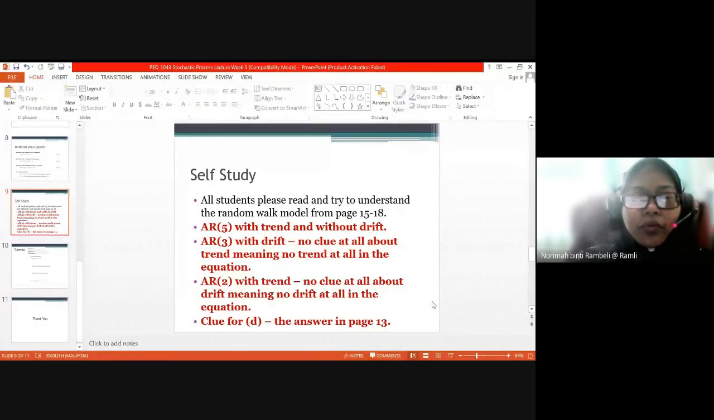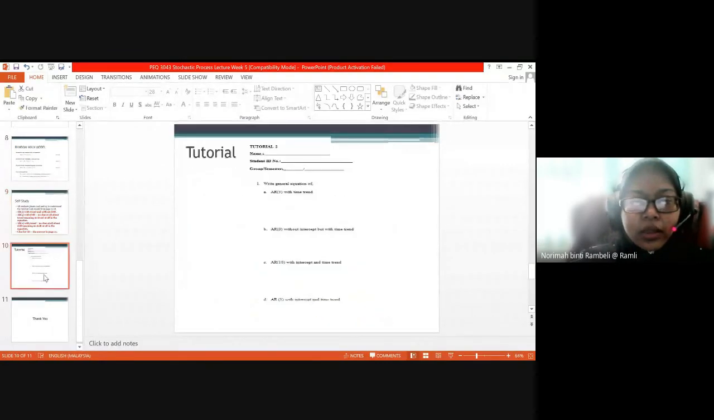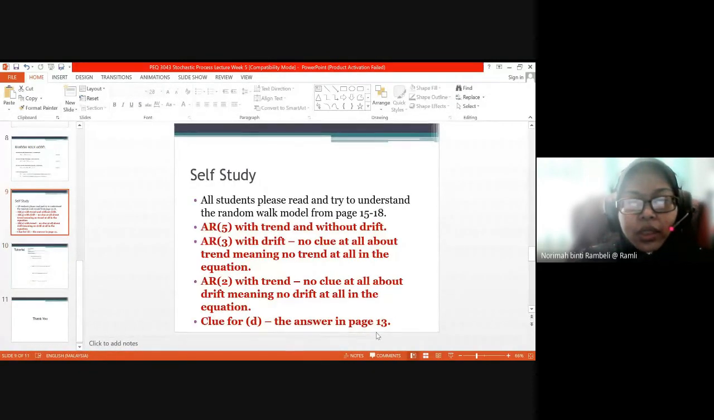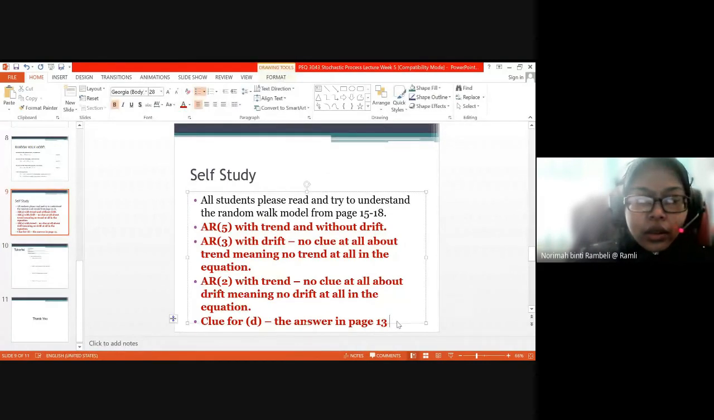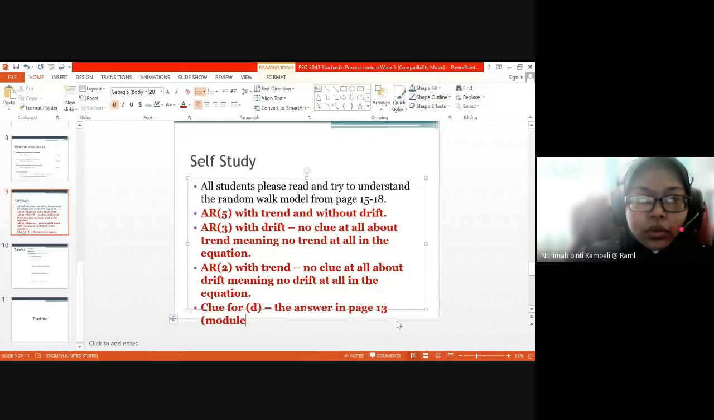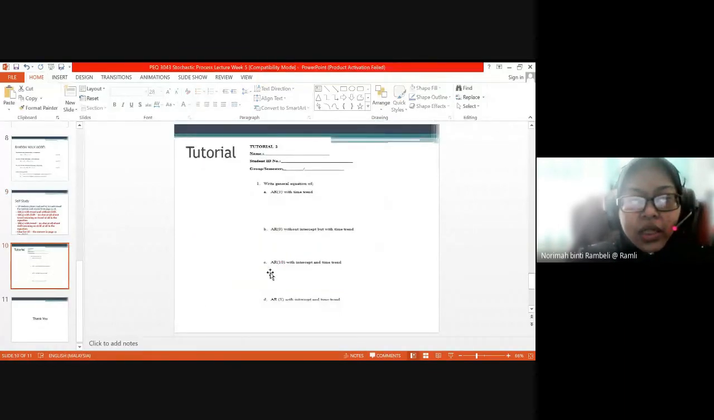Okay. Clue 4D. Clue 4D is the answer in page 13. This one is AR1 with intercept and time trend. The clue is in page 13 in the module. Okay? We already discussed about C. We already discussed about B. We know the clue answer of A.